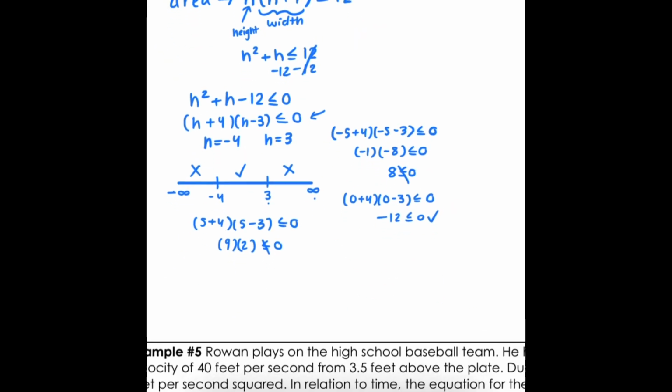So this is an and inequality, because the only time it's true is when it's between -4 and 3. So you could write it as what we would call a compound inequality, which is saying that the height is going to have to be somewhere between -4 and 3. Or you can write it as an interval. Both ends are brackets because of these right here having an equal sign underneath them.